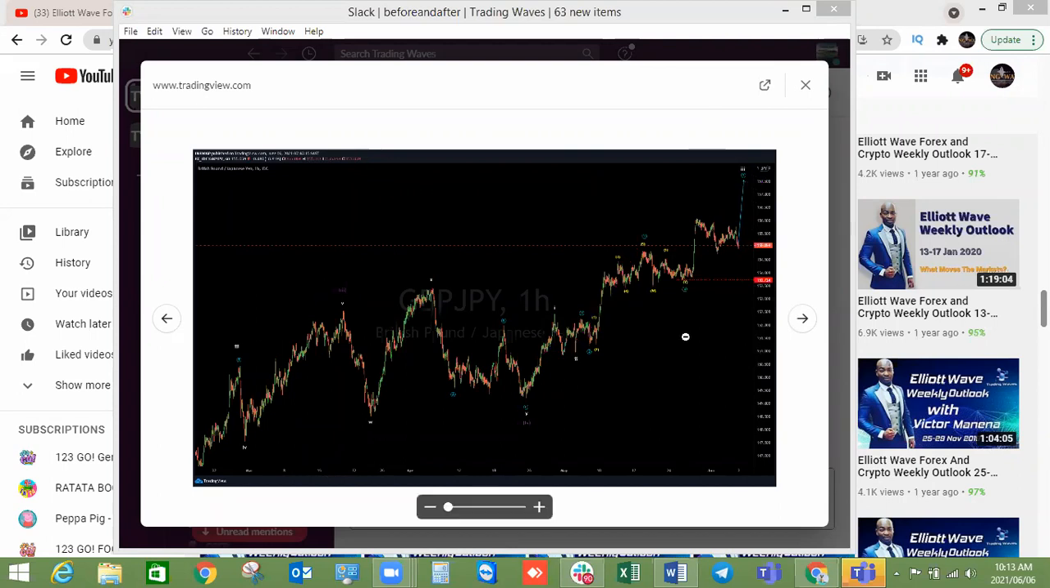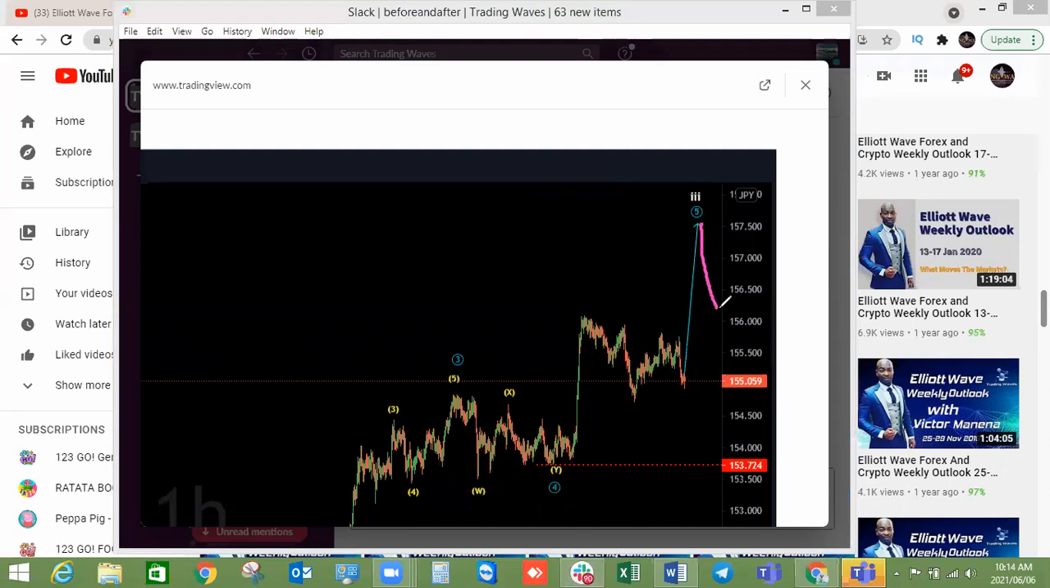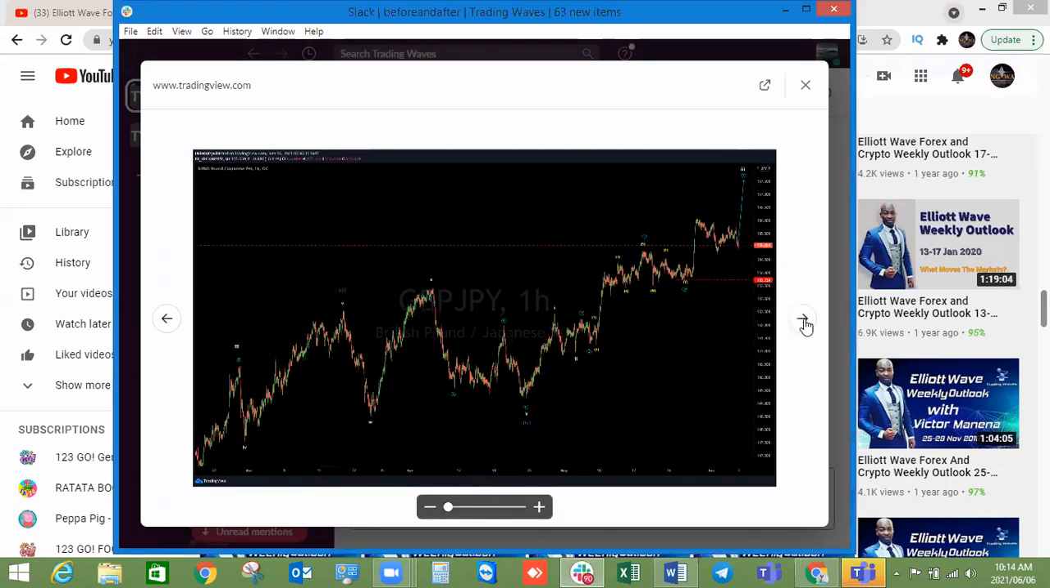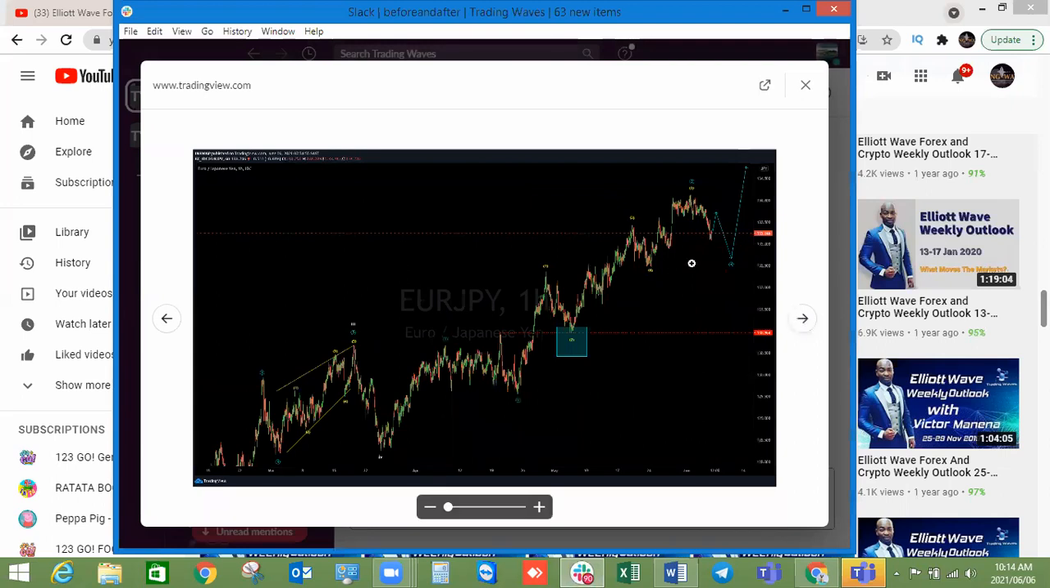But we can see the sequence is telling us that we are only at wave 3 in this Y degree. So we want to see the wave 5 to complete the move to the downside. That is pound yen, and that's how we looked at pound yen. Let's look at the rest, euro US dollar. Euro US dollar, we're looking for a pullback here and then a move to the upside.